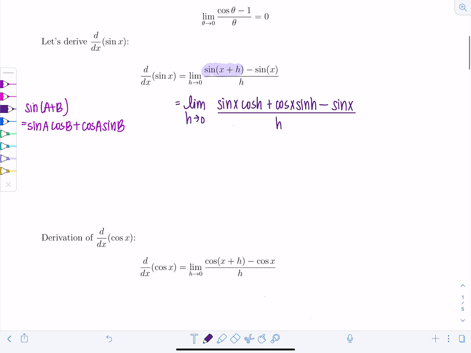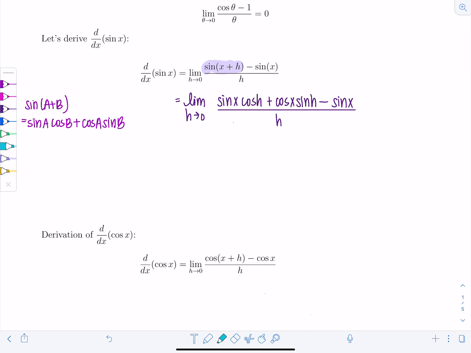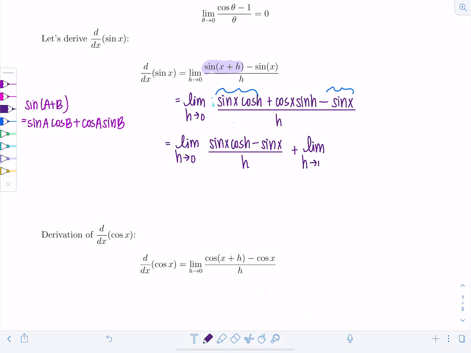All right, now to evaluate this limit, I'm going to group some of the terms together. If you'll notice, the first and the last term both have sine x in them. So I'm going to group them together and basically split those over the denominator. So watch what I'm going to do. We have the limit as h approaches 0 of sine of x times cosine of h minus sine of x over h plus the limit as h approaches 0 of cosine of x times sine of h over h.